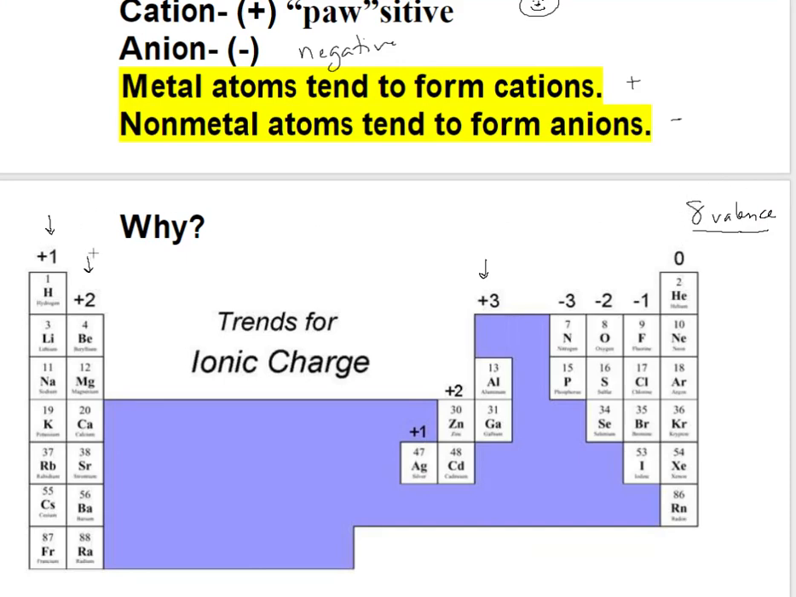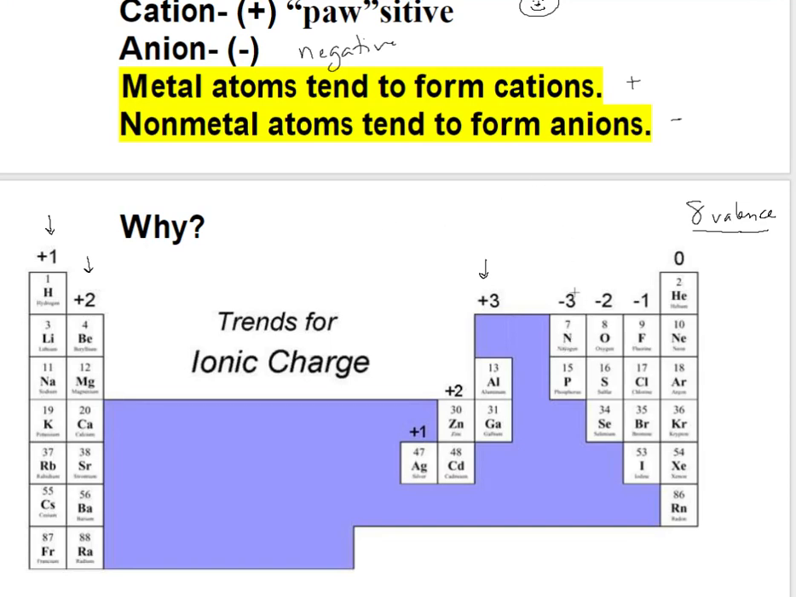Well, group 1 and 2 are very far from having 8. So they are going to give up their electrons and become positively charged. Same thing with group 13. It's going to form a +3 charge. It's going to lose its 3 electrons. Underneath those outermost electrons, they have a full shell. So they're going to lose the outer electrons.